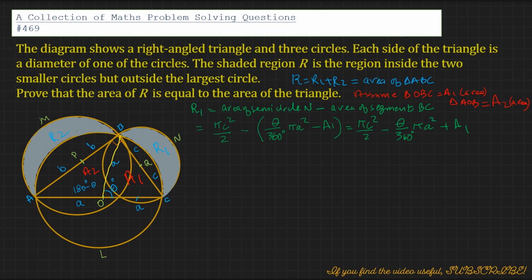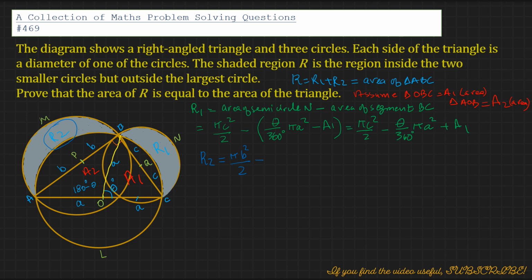So this is R1. Now I can write what R2 would be. R2 would be, instead of pi c square, now it is pi b square, because R2 is here. So the diameter, the radius is b. So therefore we will write that it is pi b square out of 2 minus what is the area of the sector AOB.